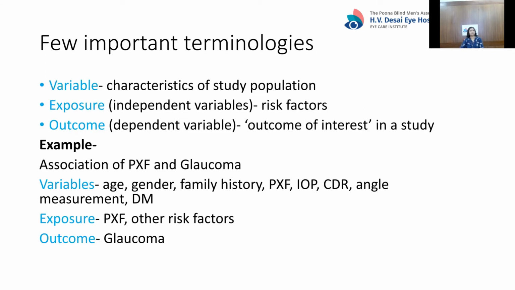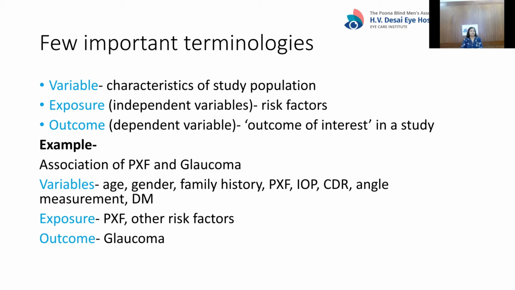So, a few important terminologies before you plan a research, and these are very important when you are planning a dissertation. Variable is nothing but characteristics of the study population. There are various types of variables. Exposure, the other word for exposure, is independent variables. These are the risk factors. And outcome is the dependent variable. Outcome is nothing but the outcome of a researcher's interest in a study.